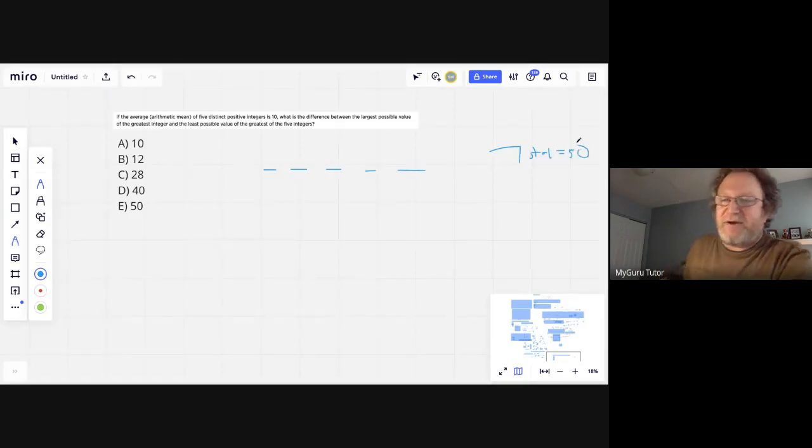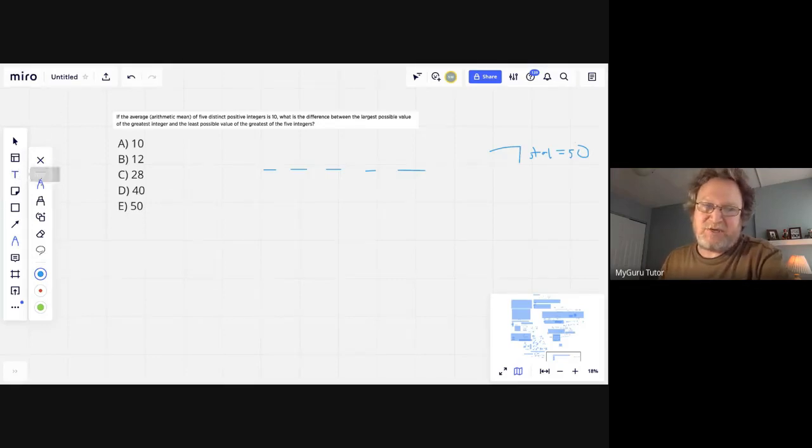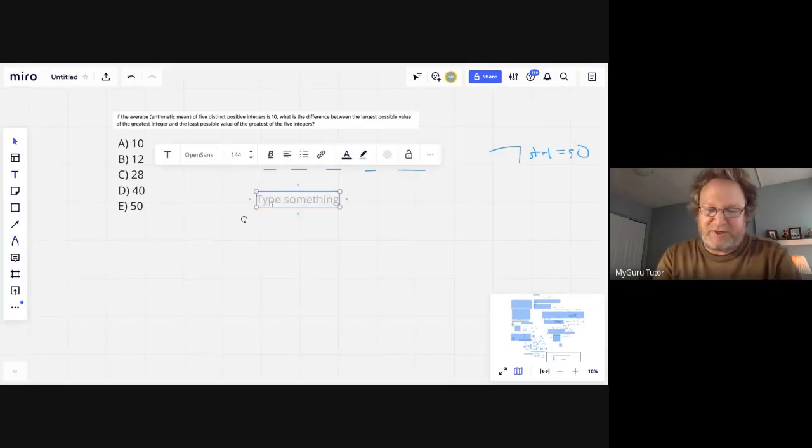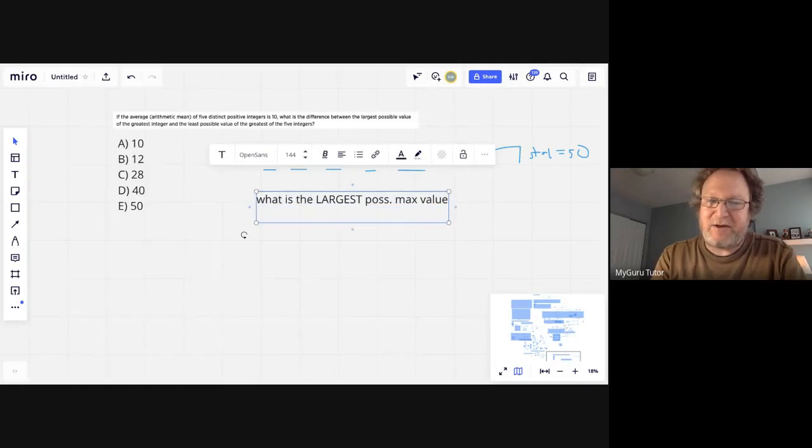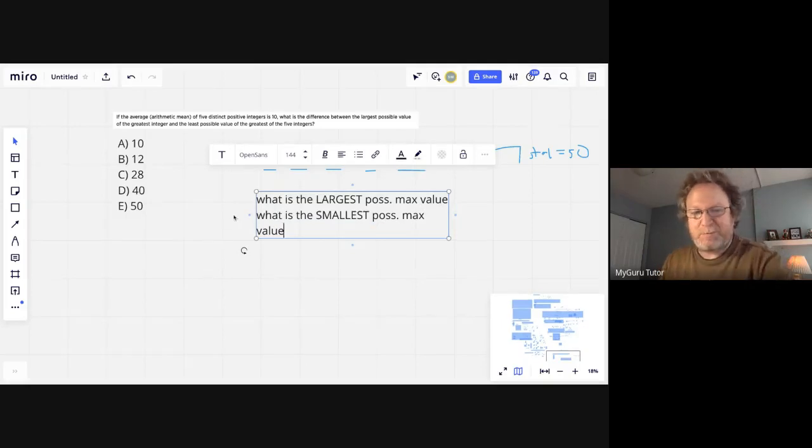Now they're asking us for 2 situations. First of all, we want to figure out the largest possible value of the highest number. So let's say, what's the largest possible maximum value? And what is the smallest possible max value? They're asking us for 2 things, and they want us to find the difference between those 2.